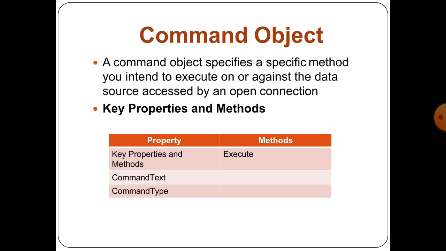The key properties and methods for this command object are command text and command type, and for the method we are having the execute method. Only one method we are having for this command object, whereas in case of the connection object, we are having two methods, open and close.